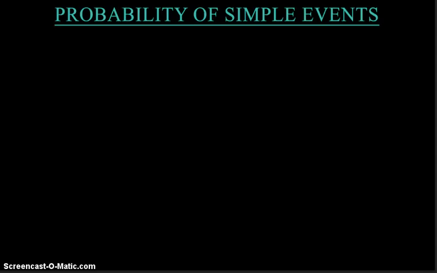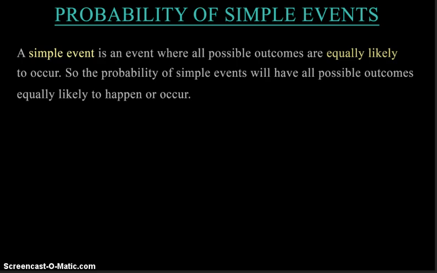Okay, so our topic for today is about probability of simple events. So a simple event is an event where all possible outcomes are equally likely to occur. So pareho lang yung chance nilang mangyari or lumabas. So the probability of simple events will have all possible outcomes equally likely to happen or occur.